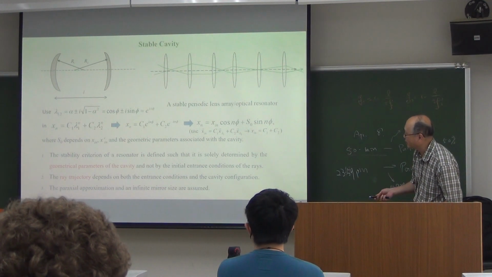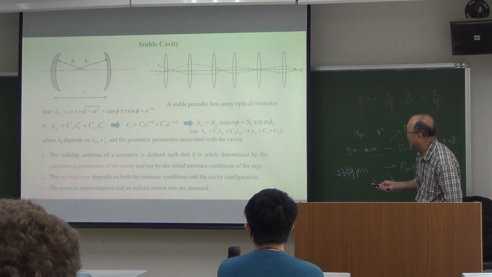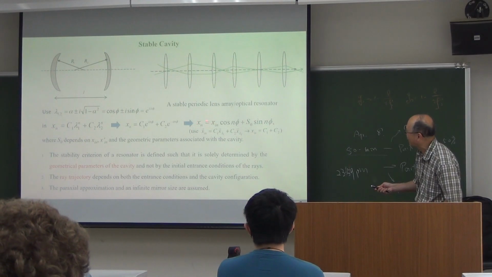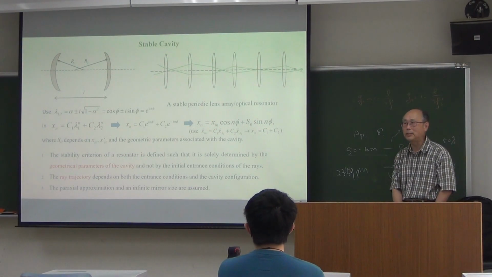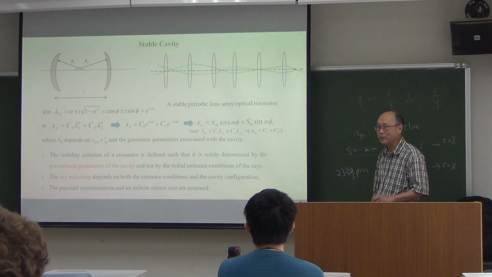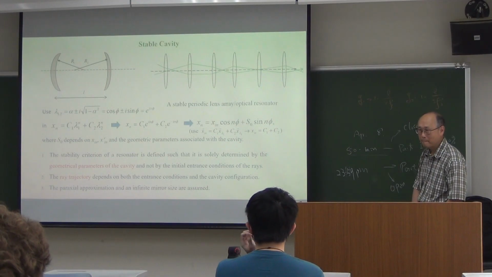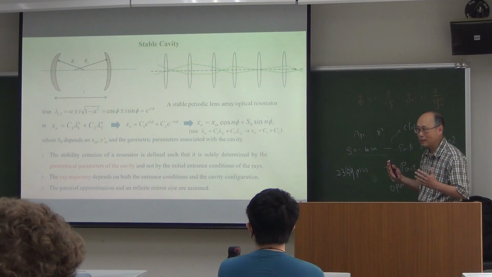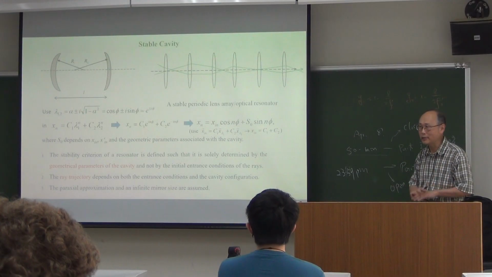Okay, and the second thing is that the ray trajectory depends on both the entrance condition and the cavity configuration. We're talking about this. If you look at this, the x_n, the round trip propagation of the light ray, the position of it depends on the input condition. And then this is a function of ABCD that is relevant to the cavity configurations. So this is basically the things that we talk about. So whenever we want to design a stable cavity, we just determine the cavity configuration. That is sufficient. Nothing to do with the injection.